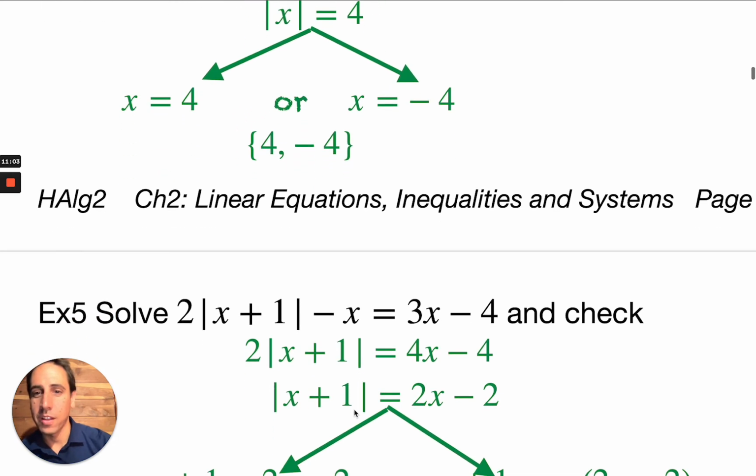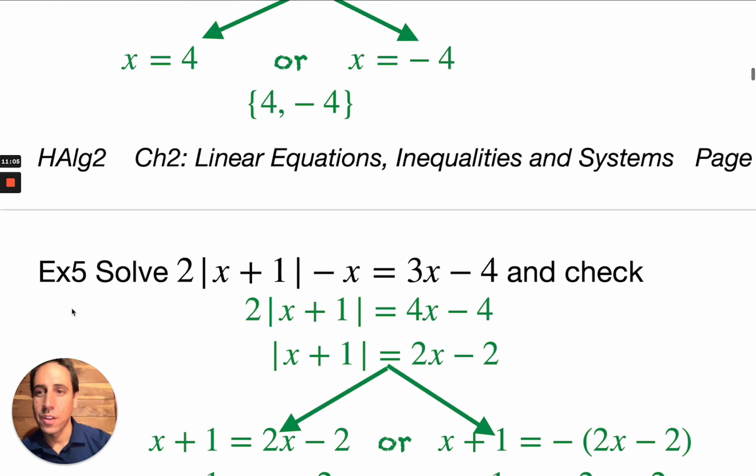All right, let's do this again. Solve this: 2 times the absolute value of x plus 1, minus x, is equal to 3x minus 4. And you've got to check it too. I mean, if the instructions say to check, then you should check.